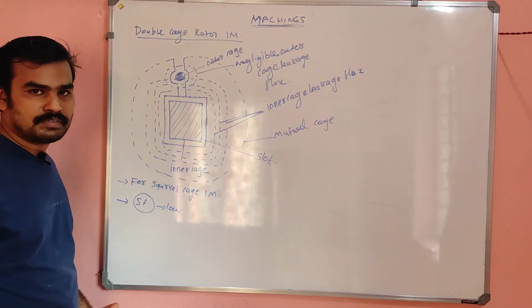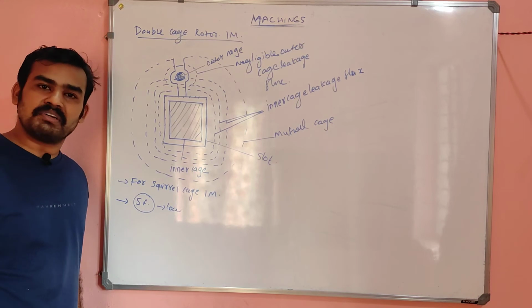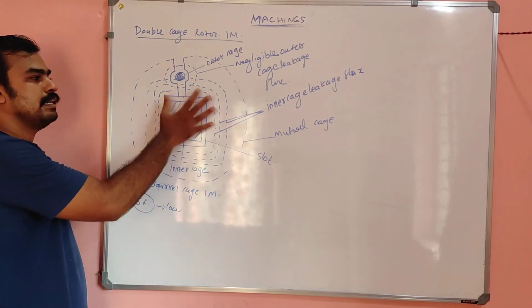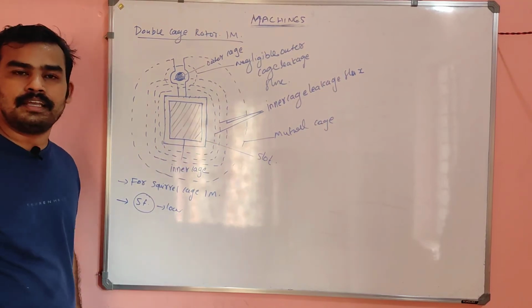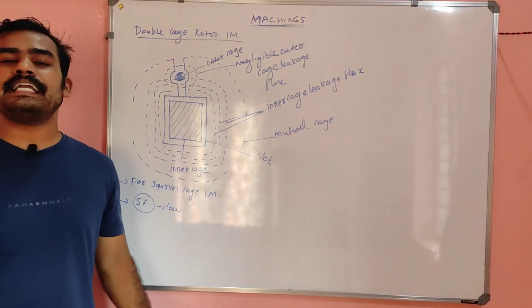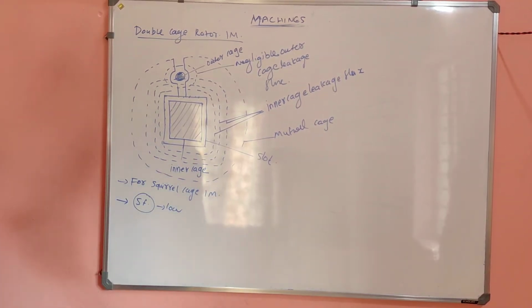That term you have to note, and the principle is the same as that of the deep bar rotor structure. The inner layer always has high flux density and the outer layer has the lowest flux density. So the inner layer always has the high inductance or impedance, and the outer layer has the high resistance only, not the impedance.